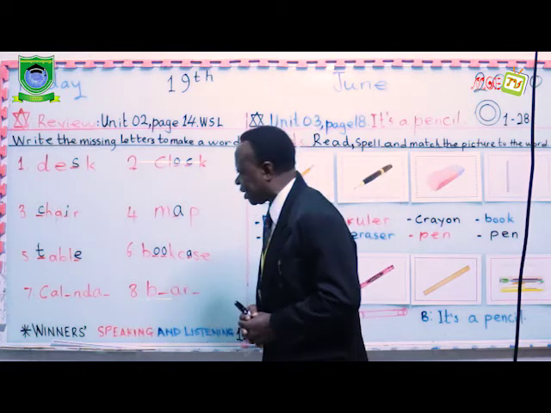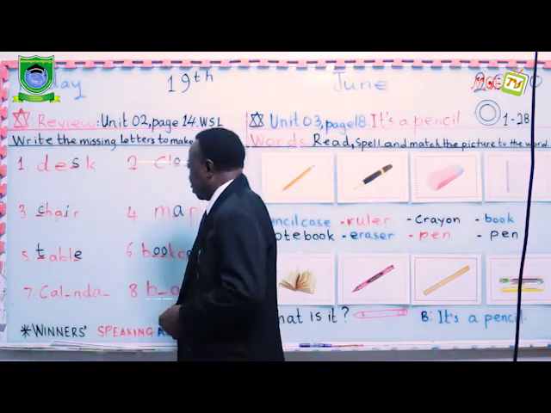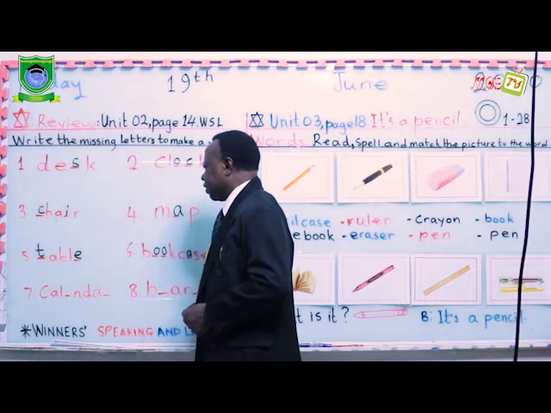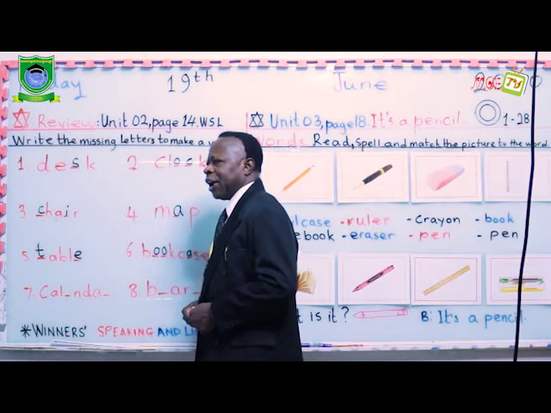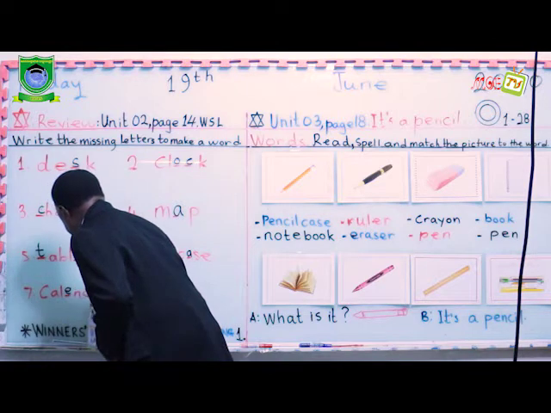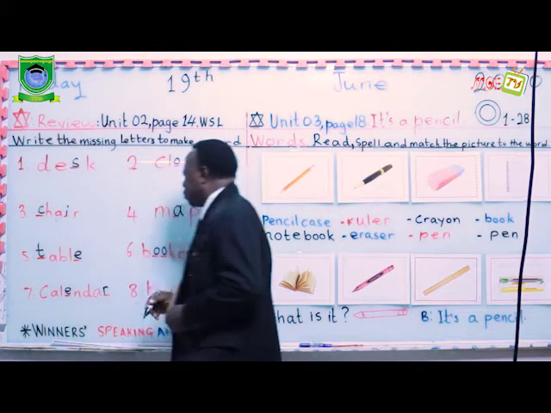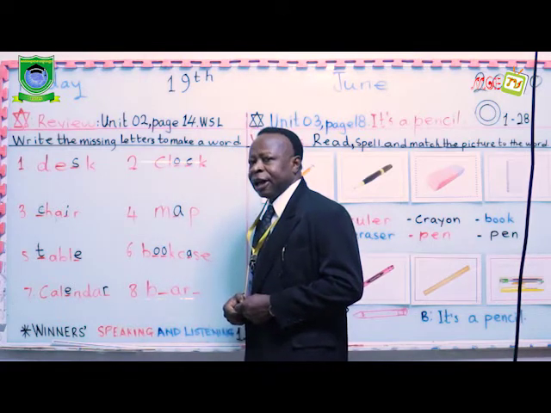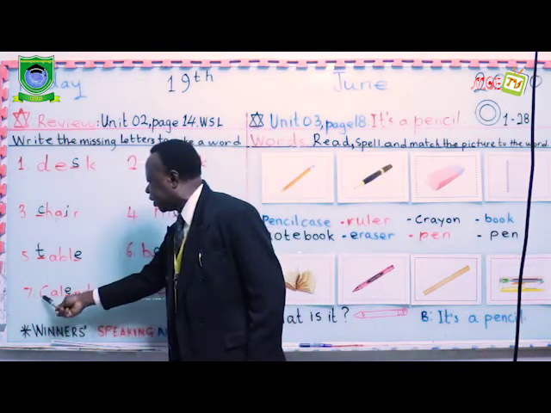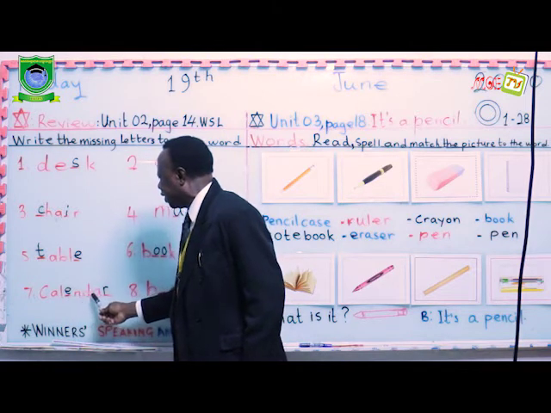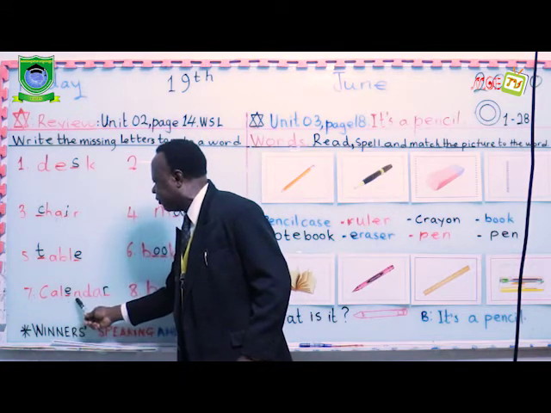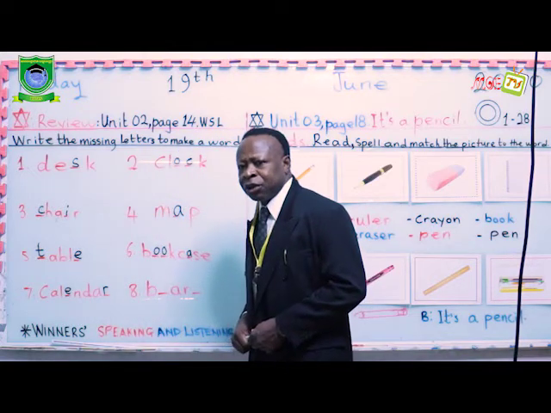Let's move on to number seven. Number seven, tell me the missing letters in number seven. So you said letter E and letter R. Well done. So I'll put letter E and letter R. How to pronounce this word, the whole class? Calendar, calendar, calendar. Spell together with me. C-A-L-E-N-D-A-R, calendar. C-A-L-E-N-D-A-R, calendar. Very good. Well done.